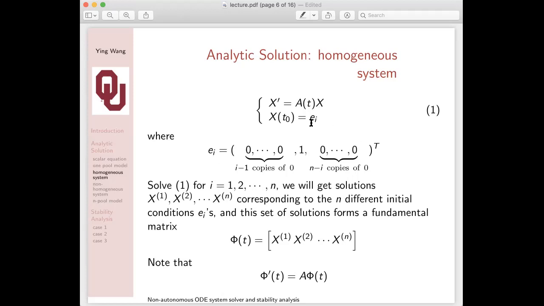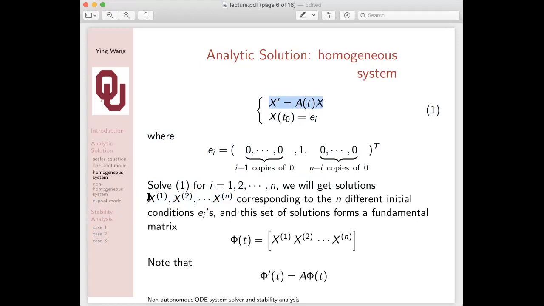For each of the initial conditions Ei combined together with the differential equation x prime is equal to A times X, the homogeneous system, we will be able to get a unique solution for this initial value problem. For E1, the corresponding solution, we call it X1. For E2, the corresponding solution, we call it X2, and so on. So we'll get the n solutions corresponding to E1, E2 up to En. And we're going to put all the n solutions as vectors together to form a matrix. This matrix is a so-called fundamental matrix of this homogeneous system, X prime is equal to A times X.